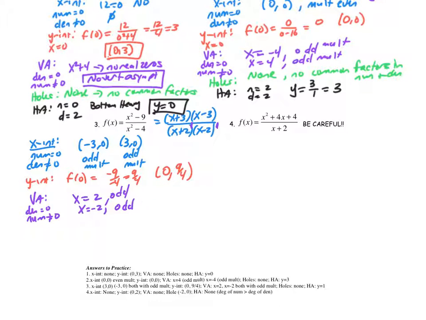Holes will occur when we have common factors in the numerator and the denominator. There are no common factors here, so there are no holes.